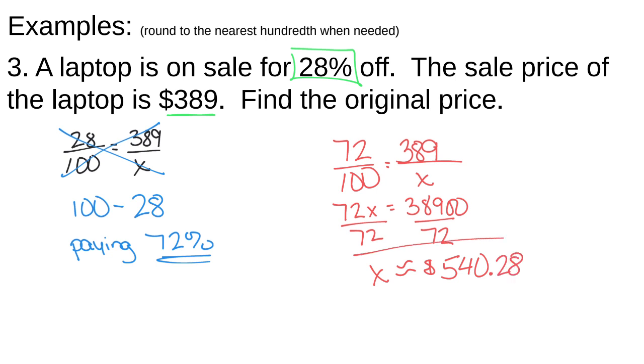$540.28. Now, before we call this good, let's make sure this makes sense. If the original price is $540 and we're paying something less than that because we're getting it on sale, it makes sense that the part that we are paying is $389. Remember, the percent and the part have to correlate. This is the percent we're paying, so this is the part that we are paying.